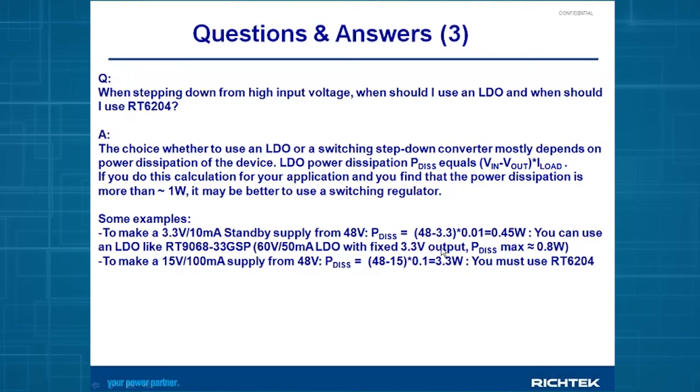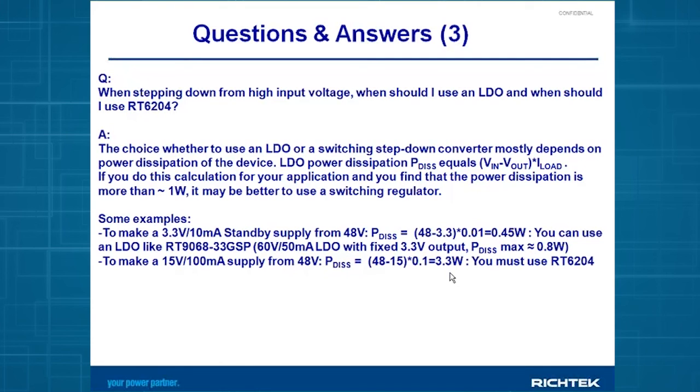48 volt input, I want to make a 3.3 volt 10 milliamp standby supply. Well, you do the calculation, 48 minus 3.3 times 10 milliamps is around 0.45 watts, which is pretty good for any LDO. So you could use RT9068 33 fixed LDO with a 60 volt input rating and 50 milliamps current rating. This LDO has a dissipation maximum around 0.8 watts, so 0.45 watt is not a problem. But if you would like to make a 15 volt 100 milliamp supply from 48 volts, here you will find 3.3 watts dissipation.